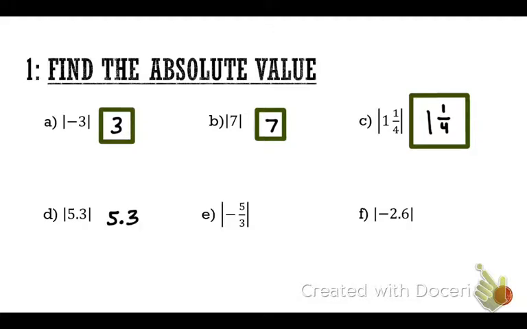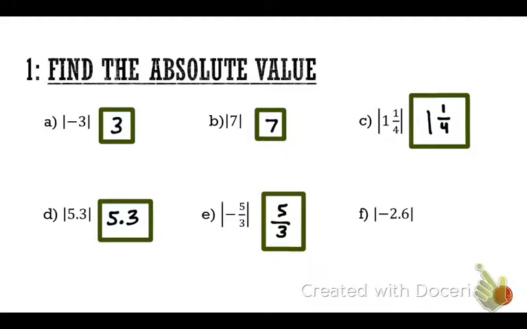Next one, who wants to help me with this? All right, Miley, go ahead. What's the absolute value of -5/3? 5/3. 5/3 is correct. Very good. Okay, so we're basically bringing that number out and getting rid of the negative sign that is inside the absolute value. Hayden, what about the next one? The absolute value of -2.6. 2.6 is correct, and let's box it in.